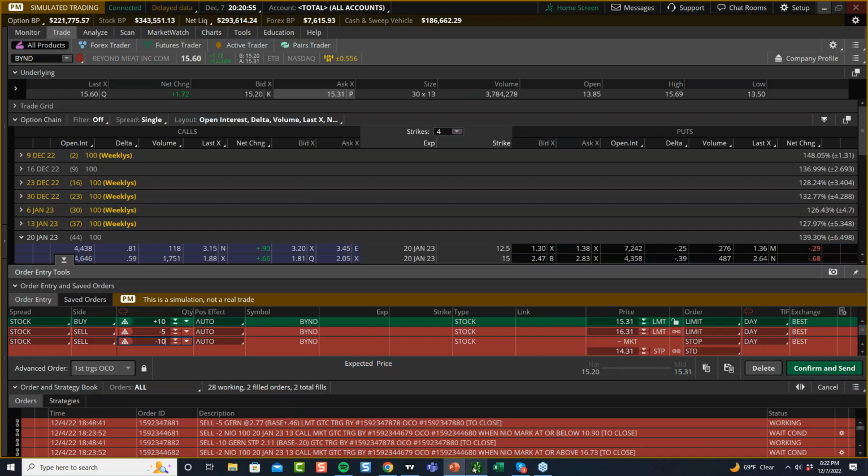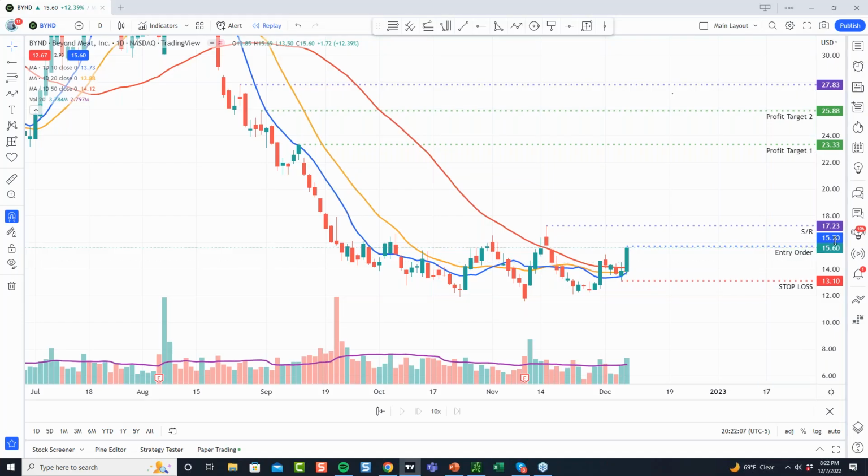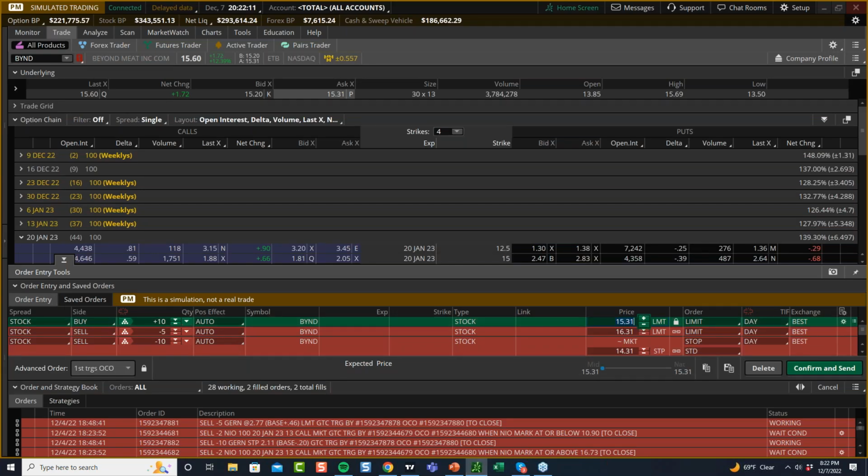Okay, so coming back here, now I'm going to set up the ticket. Okay, all I'm going to do is take these orders. So $15.70. So that's the entry. So I'm going to change this to $15.70. Now I've also got to change the order. Right now it's a limit order.